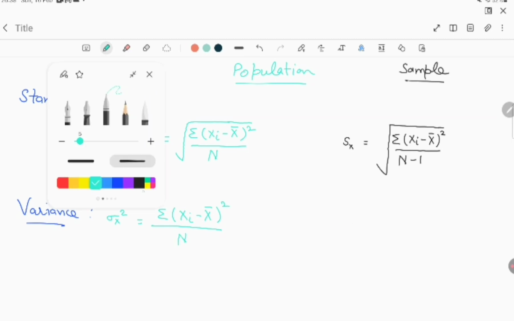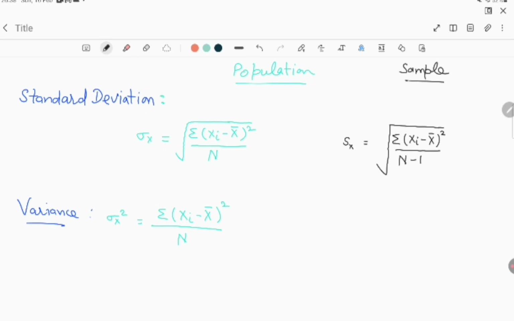and the sample variance, small s squared, is equal to summation of xi minus x bar squared divided by n minus 1.